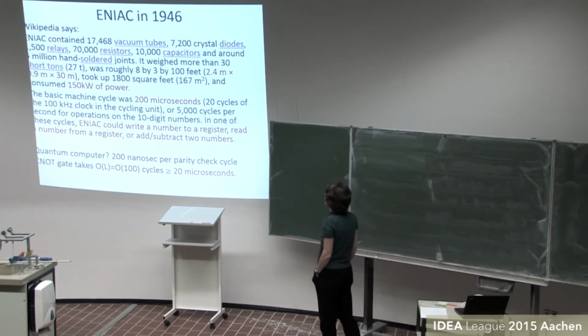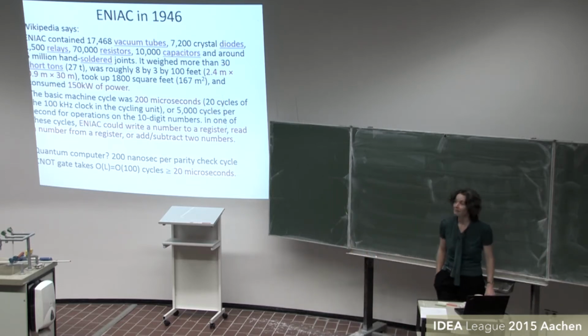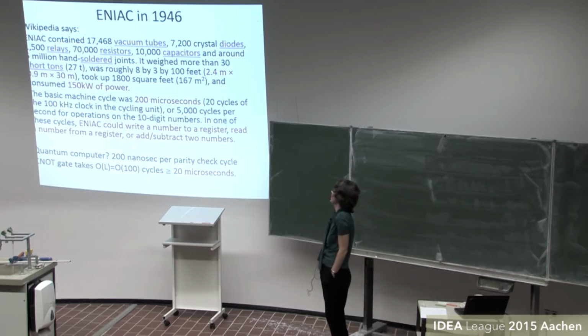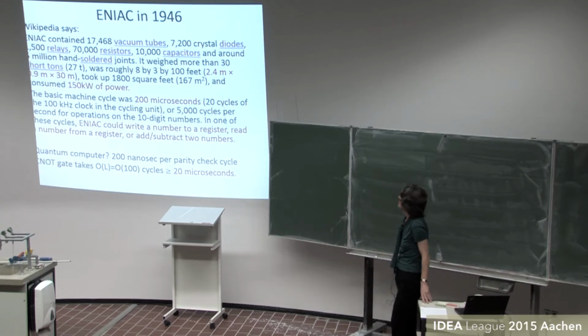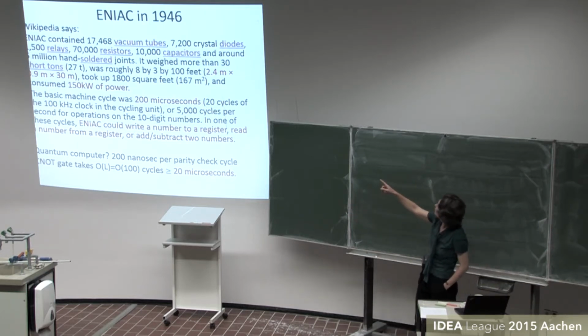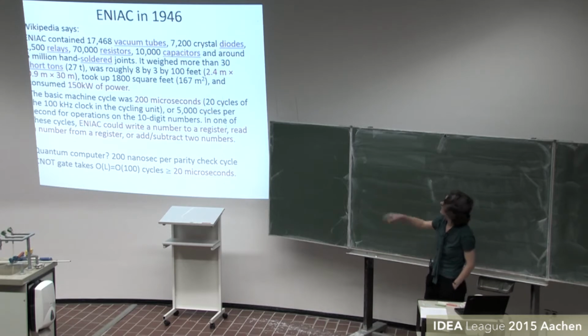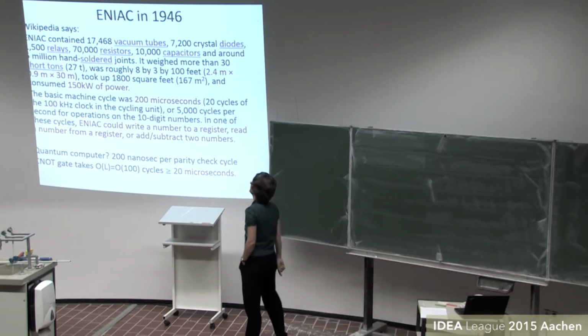So this is the first electronic general purpose computer, the ENIAC, which you probably have heard about. I just took this from Wikipedia, and I thought it was nice to see what a huge machine this is, which weighed 27 tons. It was 2.4 meters by 0.9 meter by 30 meters. And it also consumed a lot of power.